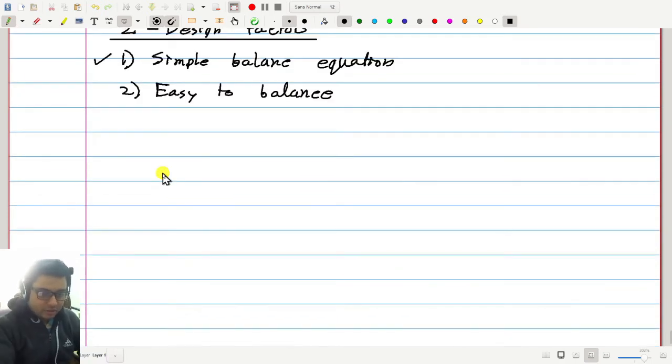So, yes, we are concerned about a simple balance equation. Like, is it because of minimizing the errors? Because a lot of parameters will be involved, so error might be more. So, is it that reason? That may be a factor. I didn't think in that way.